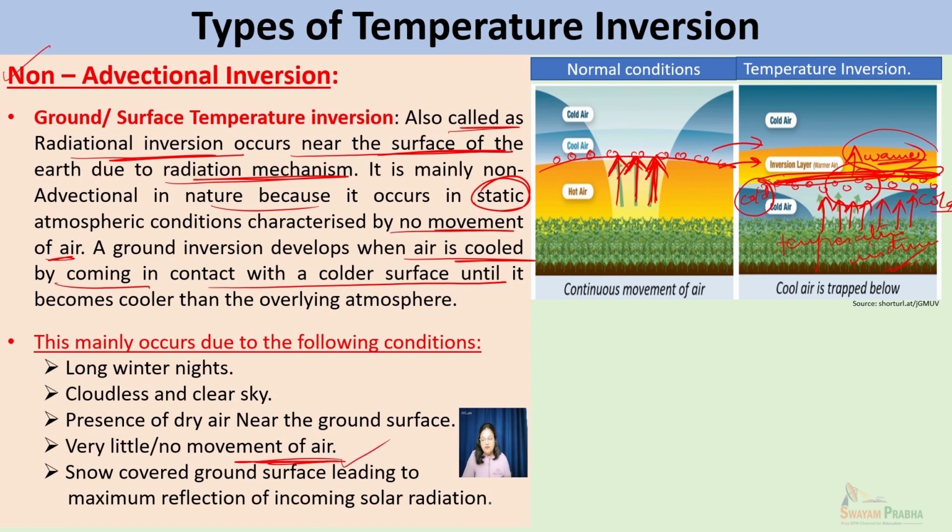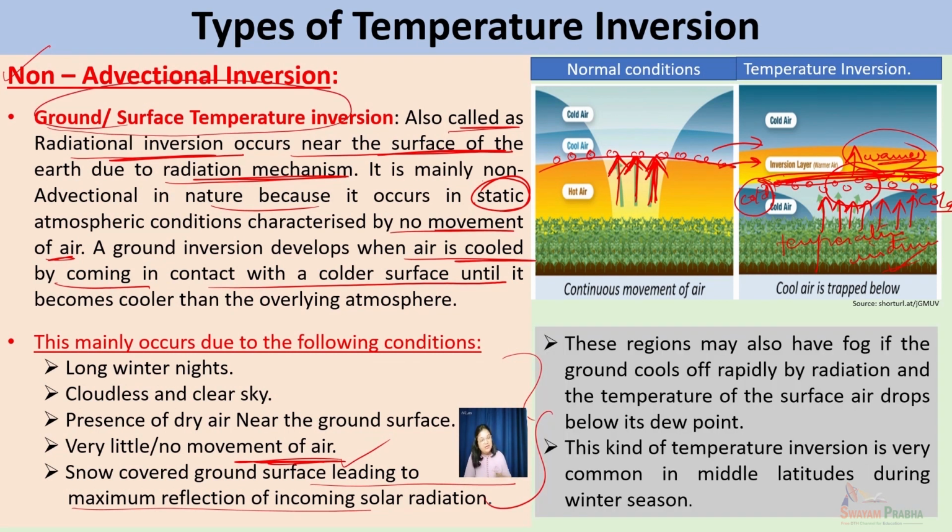Next is very little or no movement of air. Why no movement of air? So that there is no transfer and mixing of heat in the lower layers of the atmosphere, and the air is able to completely absorb the properties of the ground surface without any movement and mixing. Next is the snow-covered ground surface, leading to maximum reflection of incoming solar radiation. Snow, being a bad conductor of heat, retards the flow of heat from the ground lying below the snow layers to the lower atmosphere. So these are the conditions which facilitate ground surface inversion.